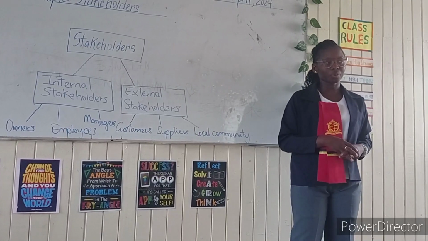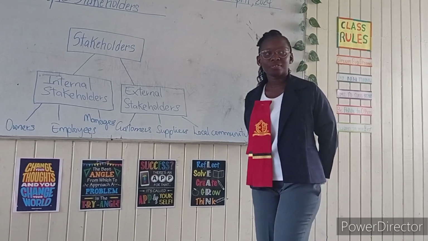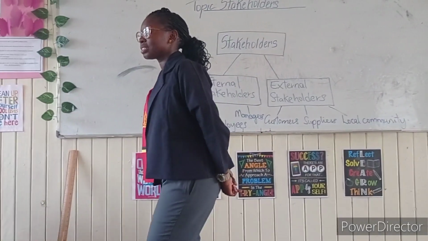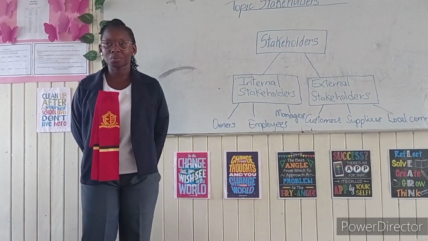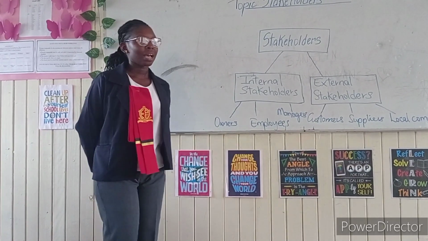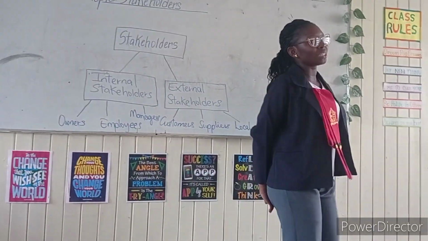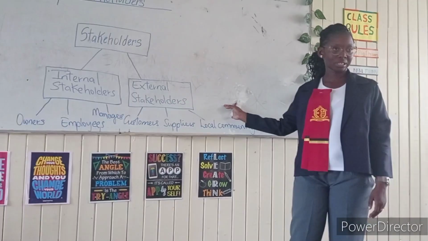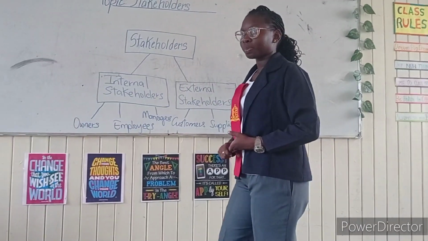For homework, please write this down. You're going to identify one other internal stakeholder and state why that person has an interest in the business. And you're going to identify two external stakeholders, other than the ones we have here, and state why each person has an interest in the business. Okay, are we clear?